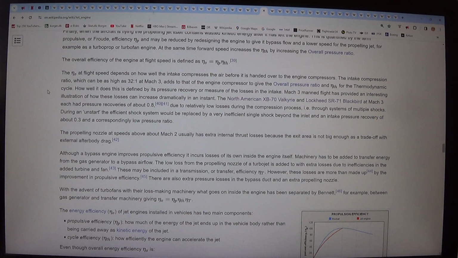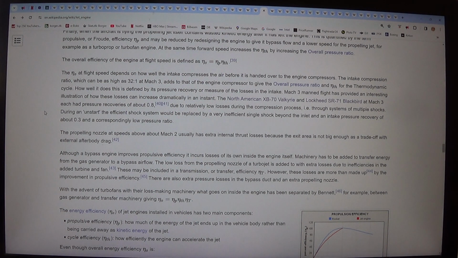The intake compression ratio, which can be as high as 30:1 at Mach 3, adds to that of the engine compressor to give the overall pressure ratio and eta sub th for the thermodynamic cycle. How well it does this is defined by its pressure recovery, or measure of the losses in the intake. Mach 3 manned flight has provided an interesting illustration of how these losses can increase dramatically in an instant.